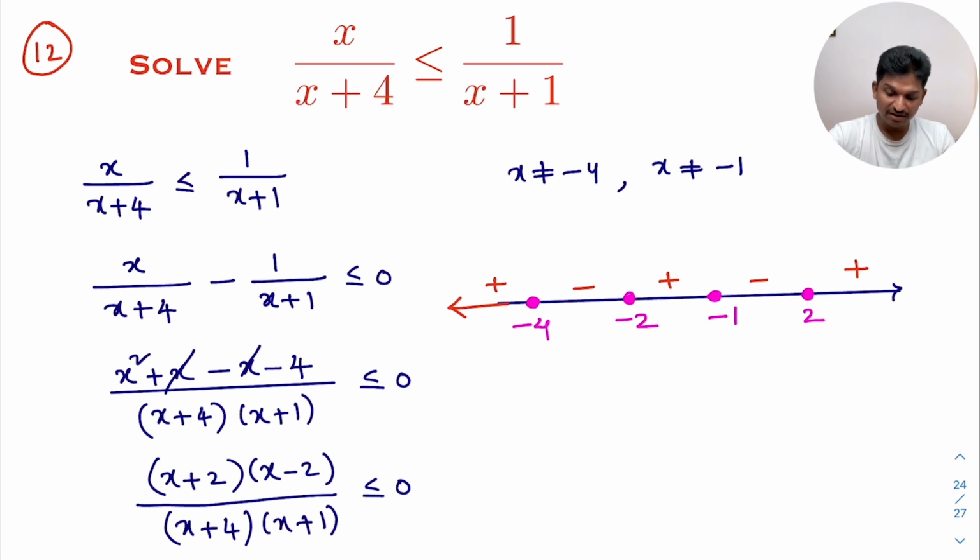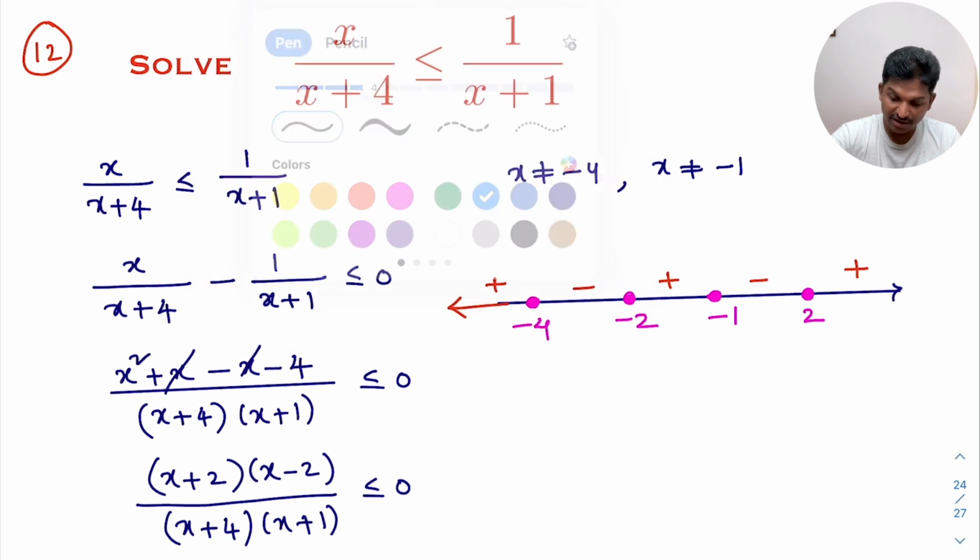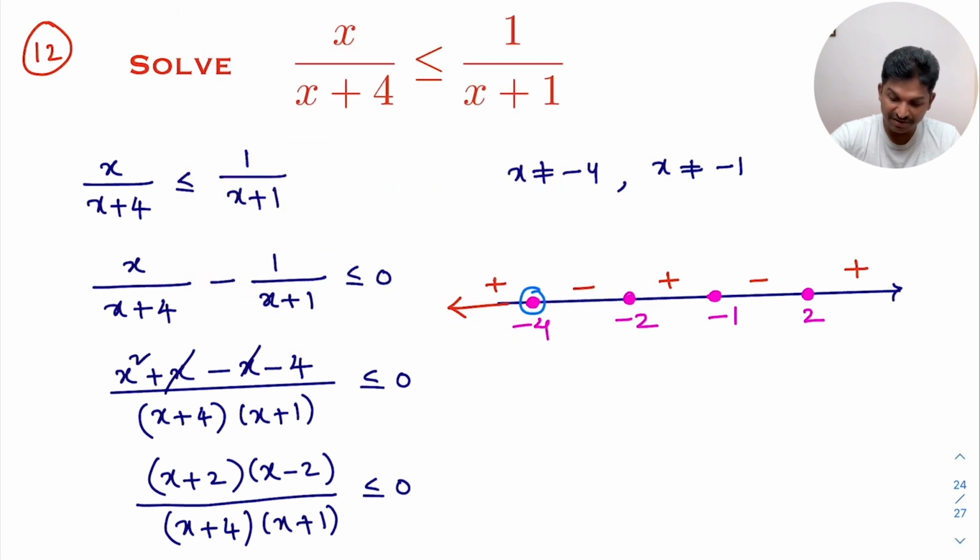Here you observe, the denominator is there, minus 4 is there. Minus 4 we cannot include. Minus 1 also we cannot include. So in the beginning only, I'll write one open circle right here. That means minus 4 is not included. At minus 1 also, I'll write one open circle. That means minus 1 is not included.